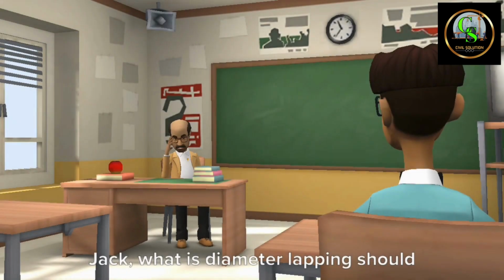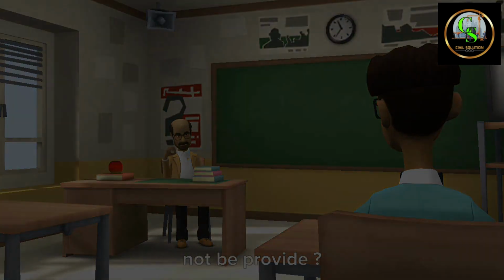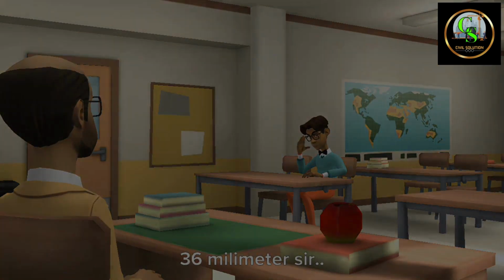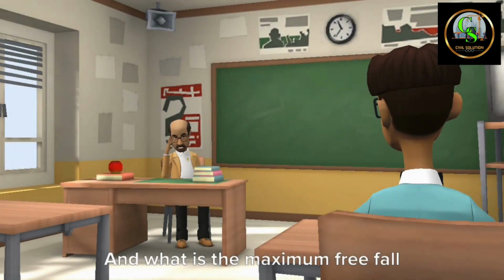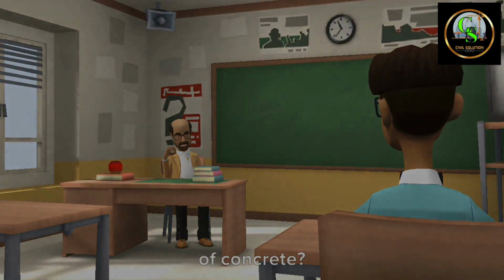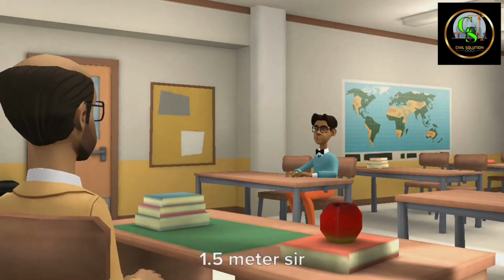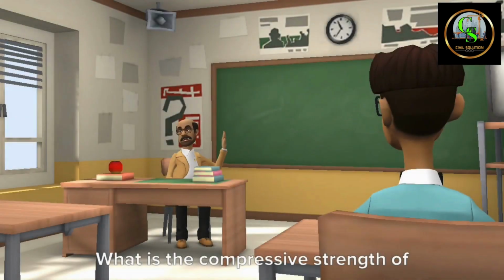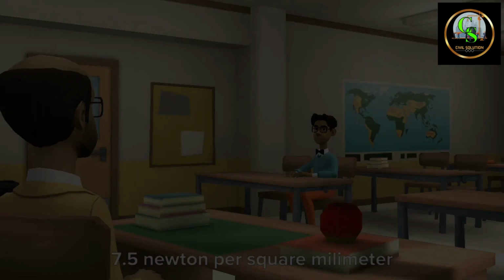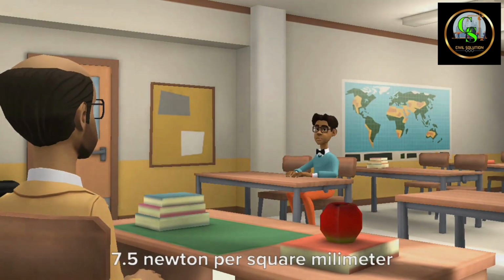Jack, at what diameter should lapping not be provided? 36 millimeters, sir. Good, Jack, and what is the maximum free fall of concrete? 1.5 meters, sir. What is the compressive strength of bricks, Jack? 7.5 Newton per square millimeter.